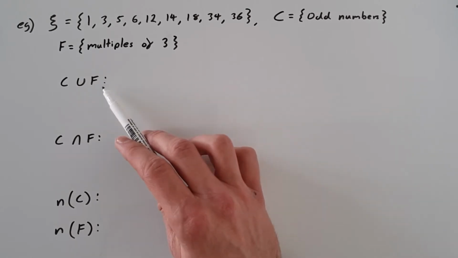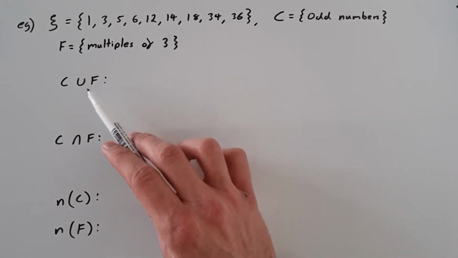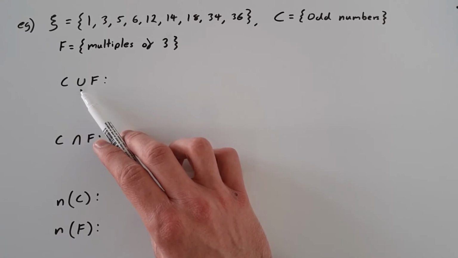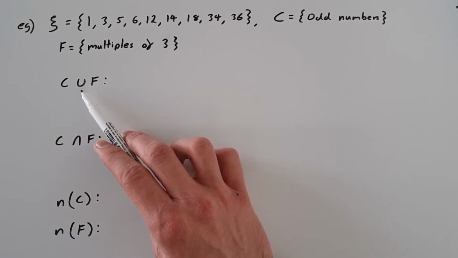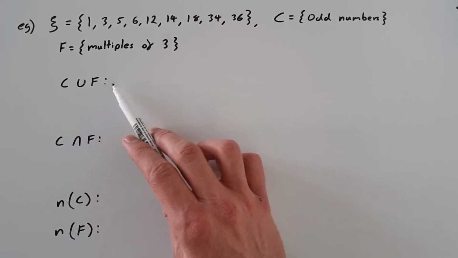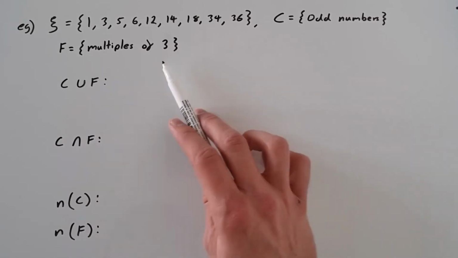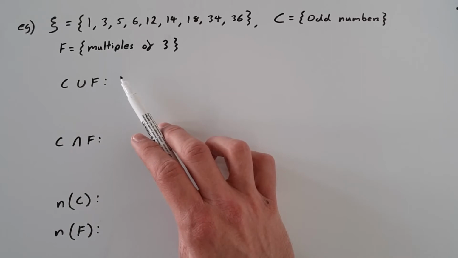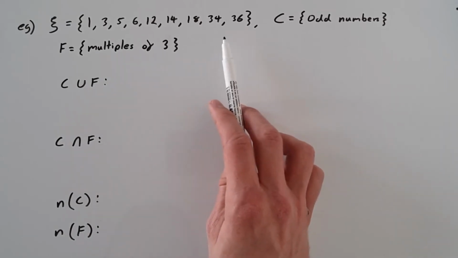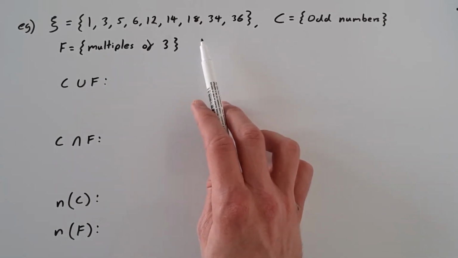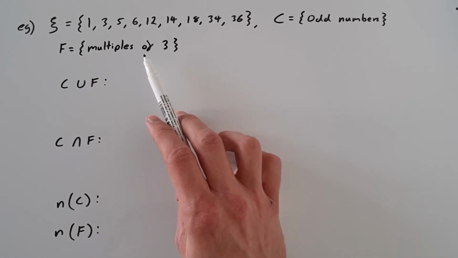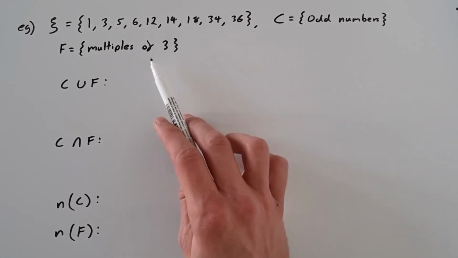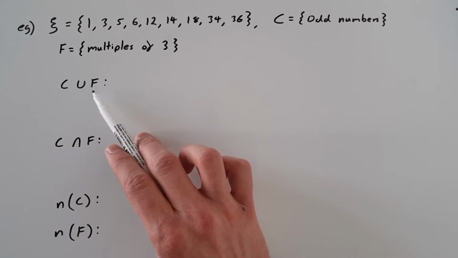The first thing we want to look at is the union. Remember, our symbol in the middle looks like a U, so therefore it's the union. And if you remember, the union is all of the numbers that can be in either one of our sets. So the best thing to do is to go through our universal set, because there aren't that many numbers in it, and look at each one individually and see if it can go into either one of our sets, C and F.